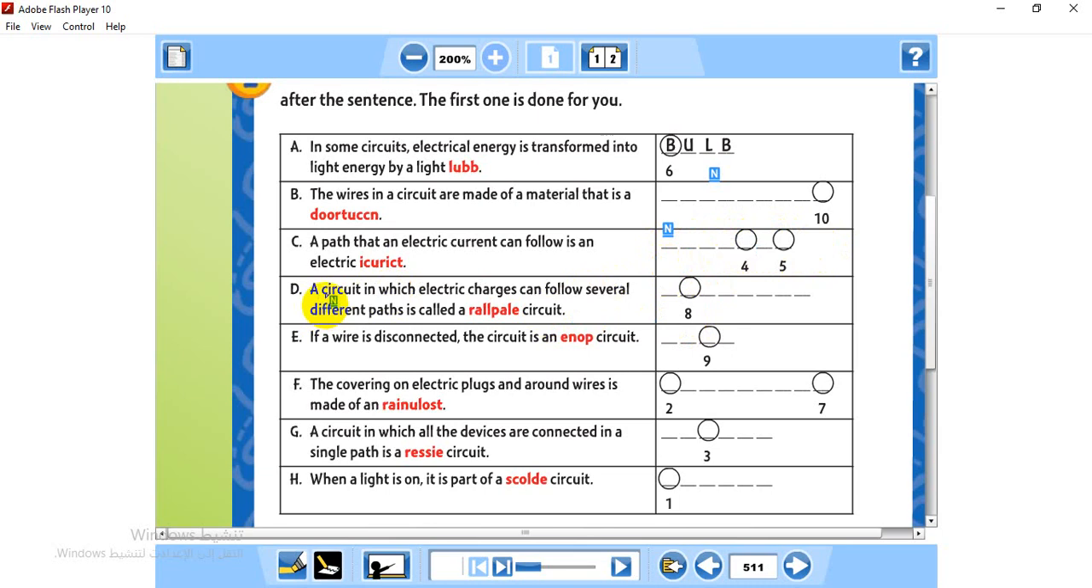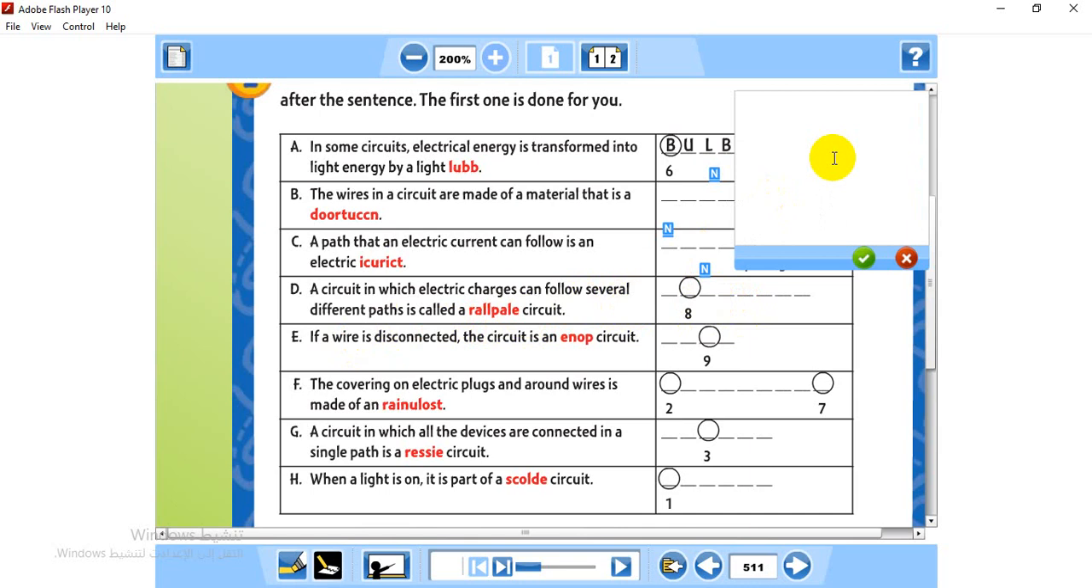Let's go now to letter D. The definition here is a circuit in which electric charge can flow through several different paths is called a what circuit? Parallel circuit. Okay guys, parallel circuit. If you remember, it has more than one path, two or more. So you have to write here, parallel.